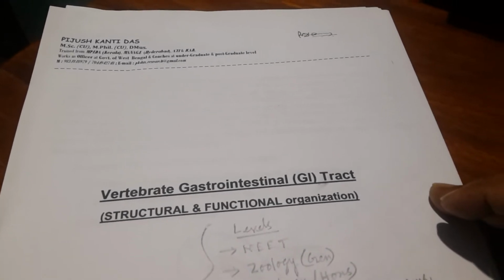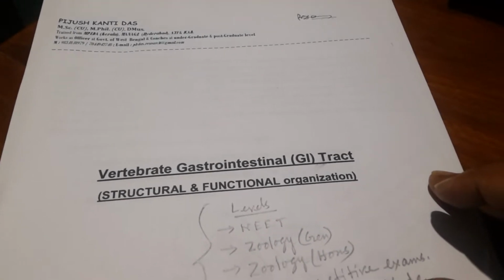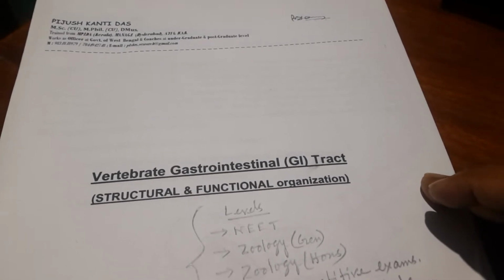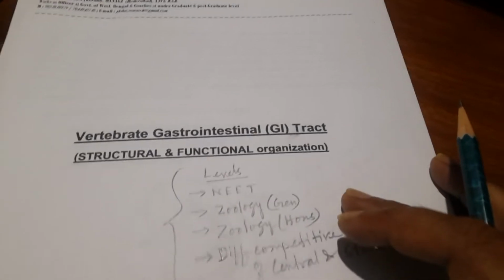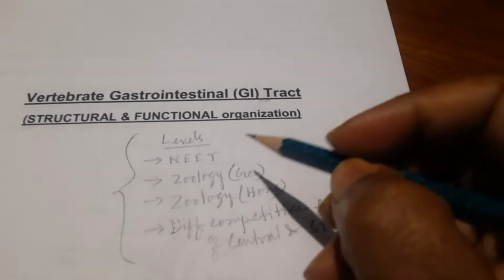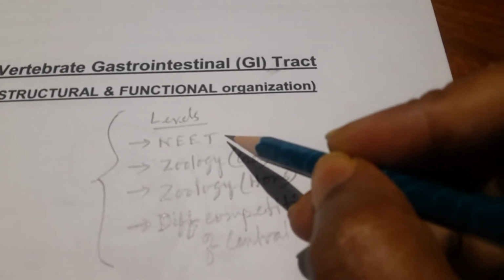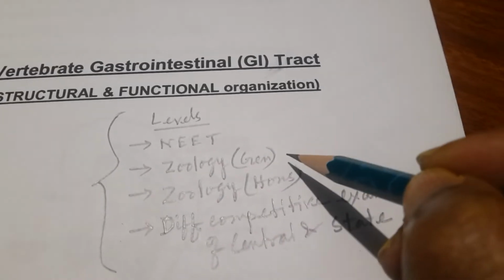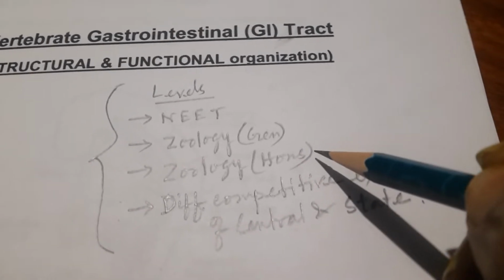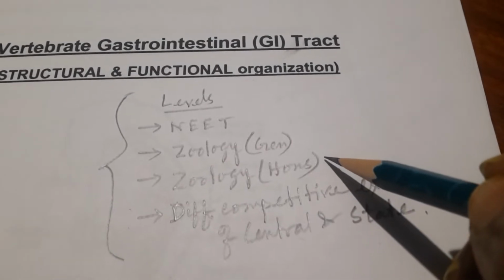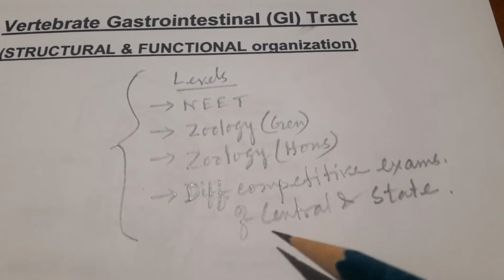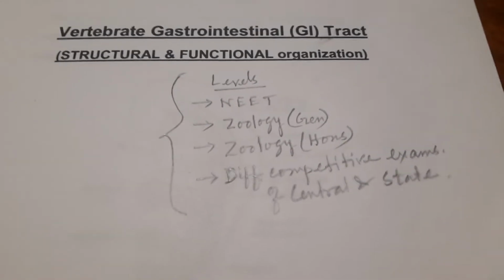Hello listeners, now I start the discussion about the vertebrate gastrointestinal tract, its structural and functional organization. This topic is important at the level of NEET for students of Zoology General and Zoology Honours of different universities, and also for different competitive exams of central and state.